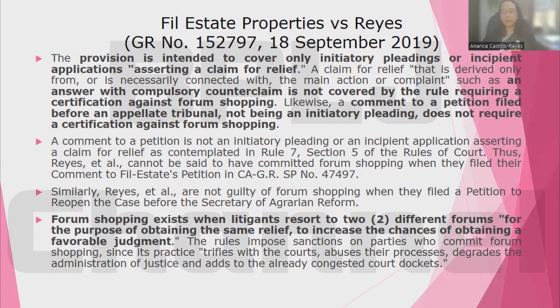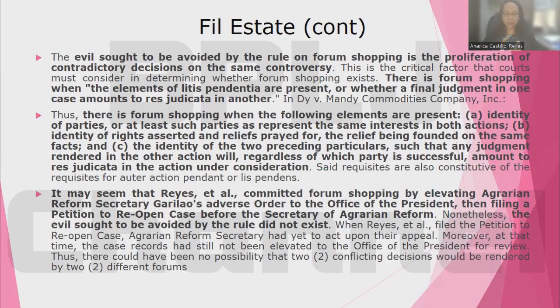A comment to the petition filed before the appellate tribunal, not being an initiatory pleading, does not require a certification against forum shopping. Forum shopping exists when litigants resort to two different forums for the purpose of obtaining the same relief to increase the chances of obtaining a favorable judgment.